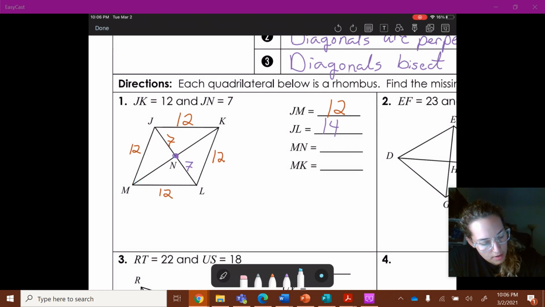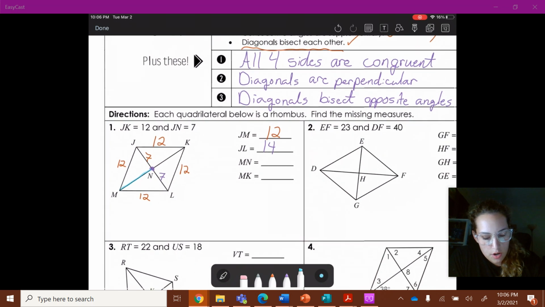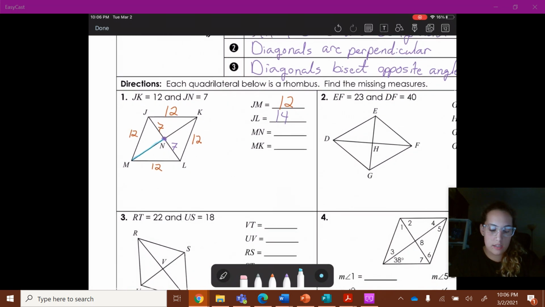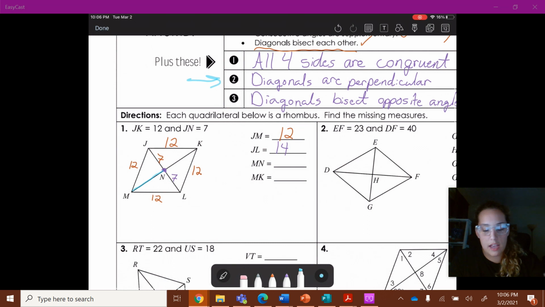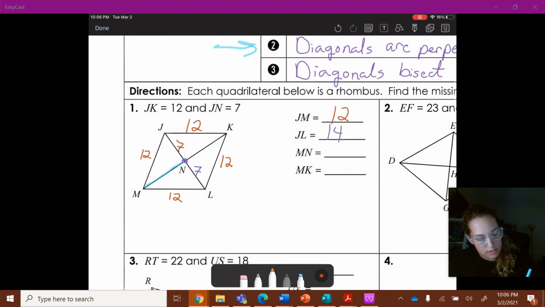I want to remind you about the second little factor that we learned up here, that diagonals are perpendicular. So I'm going to mark this image with the diagonals being perpendicular. There's a right angle right here. All four of these angles are right angles. So all four of those are 90 degrees.